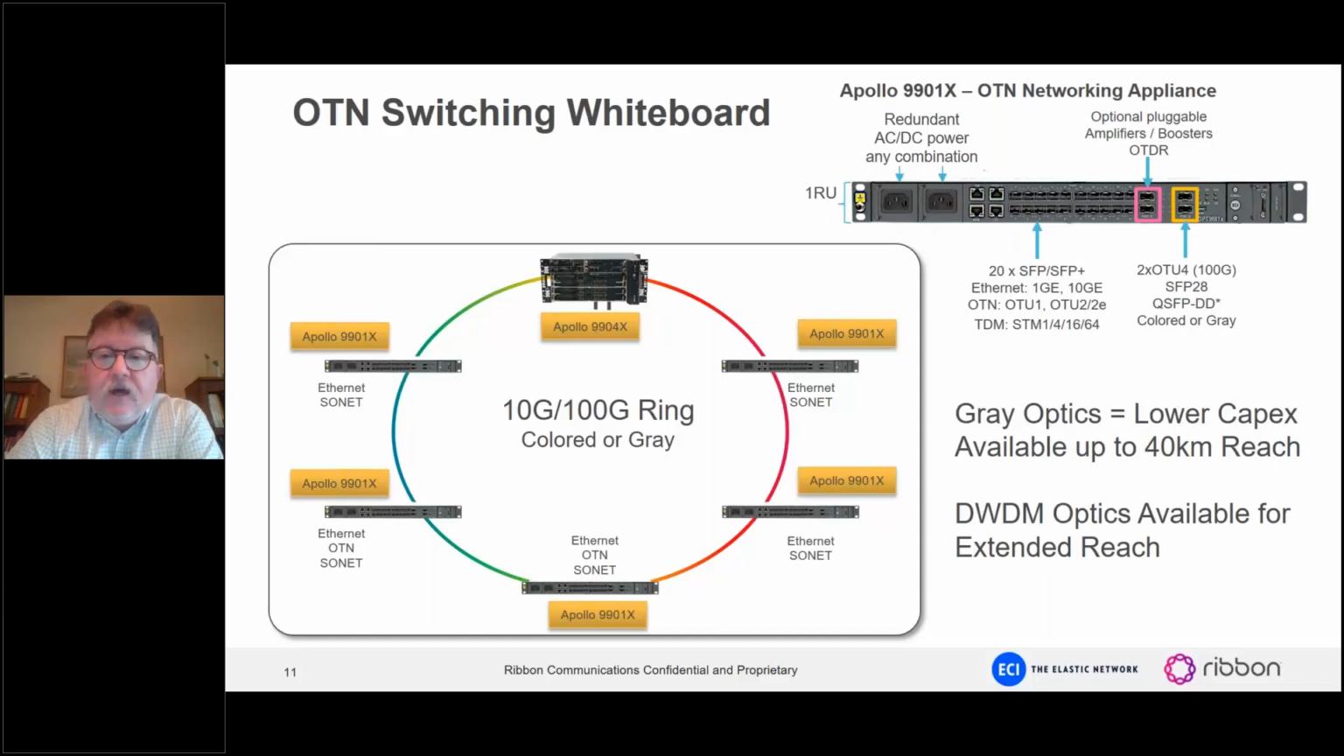So here they are right here. 20 SFP, SFP+ ports: Ethernet 1 gig, 10 gig, OTN encapsulations up to OTU2E, which is the one that we use for 10 gigabit Ethernet. And then from a TDM perspective, basically OC3 up to OC192. What is not shown on here is also Fibre Channel, so we can do Fibre Channel as well. And then, I don't have them on the slide, but there are various video signals that we can also accept and then put in an OTN container.